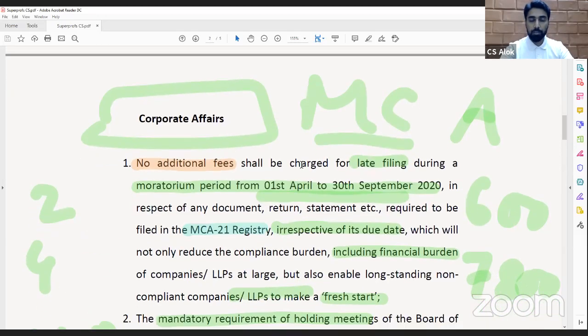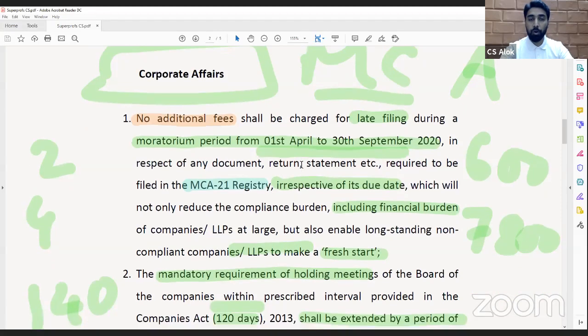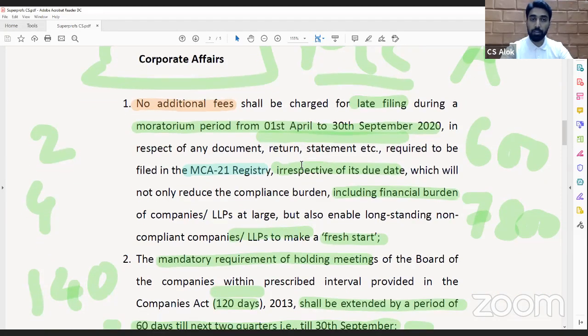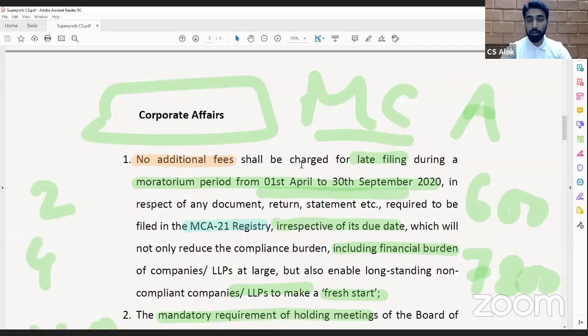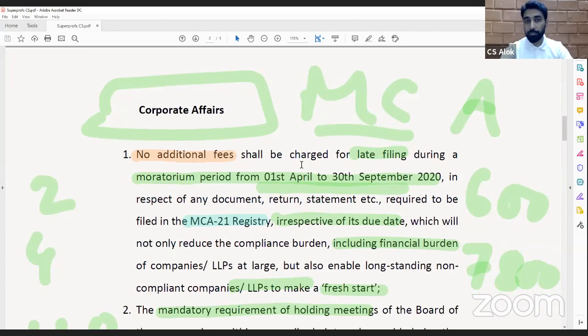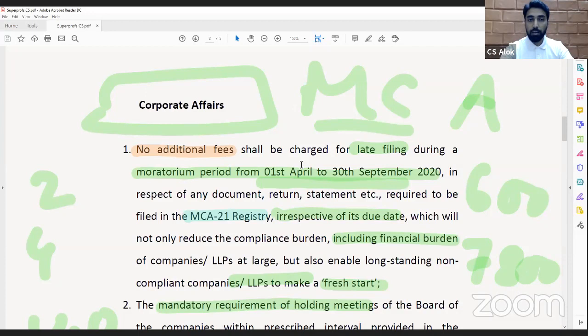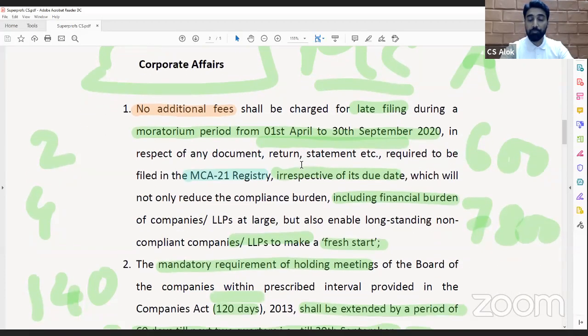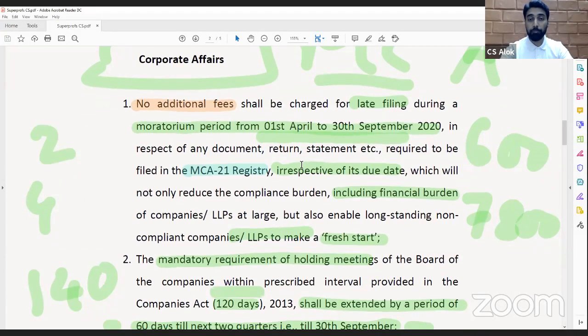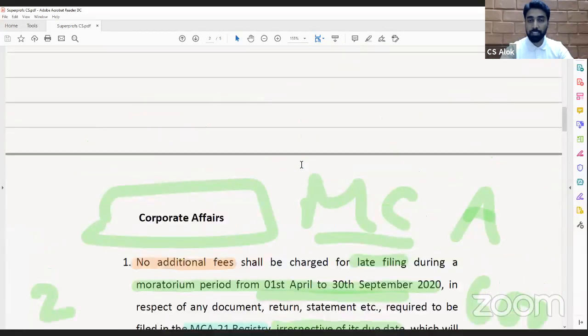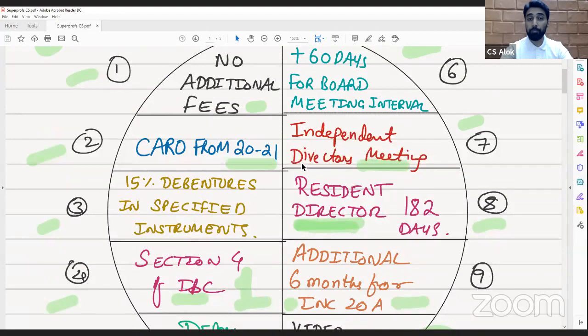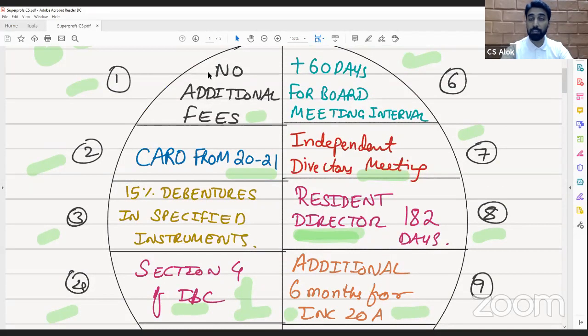Yeah. So the first one is no additional filing fees. So let us look at the press release given by the ministry. This is what they say: No additional fees shall be charged for late filing during a moratorium period of 1st April to 30th September. So now what is the meaning of moratorium period? This is the first point which I'm discussing with you.